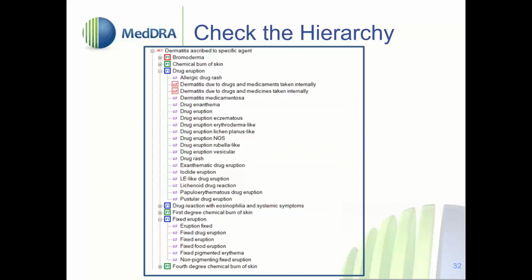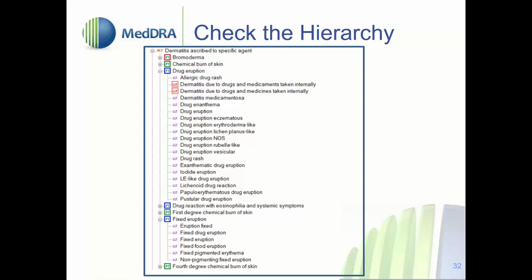One last comment on the rashes. We are again looking at the HLT dermatitis ascribed to a specific agent. So we had this before when talking about the toxic skin eruption. But there are also two additional PTs that are relevant to distinguish in this HLT. These are the PT drug eruption and the PT fixed eruption with the LLT fixed drug eruption, so fixed drug rash exanthema.